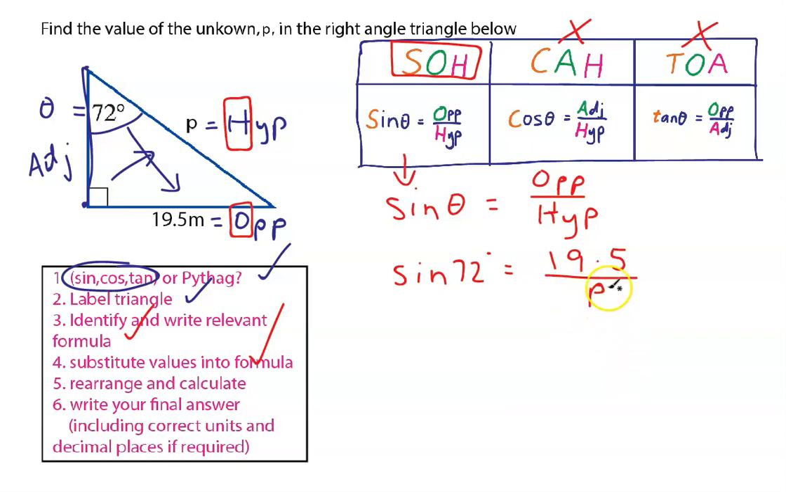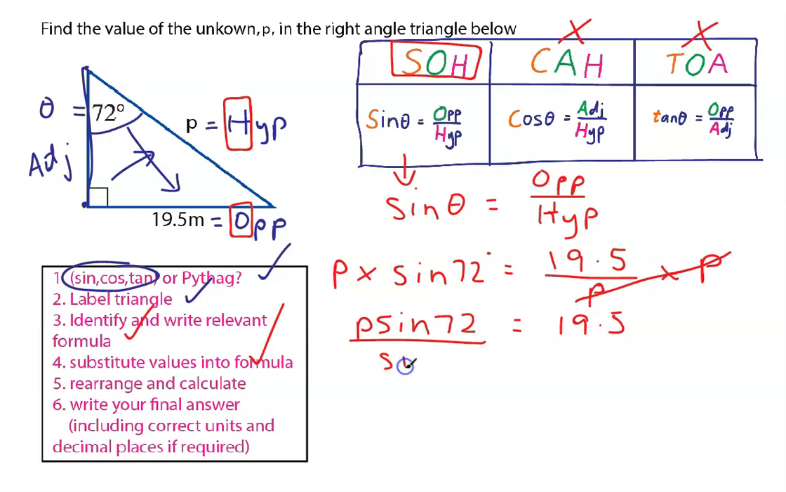Alright, we've got to get p by itself. Now when the unknown is on the bottom, there's two steps to get the p by itself. First of all, we're going to multiply both sides by p, and they're going to cancel out on this side, because if I take a number and I multiply it by something, and then I divide it by the same thing, I just get back to what I started with. So I've got p multiplied by sine 72. We're just going to leave out the multiplication sign there. Step 2 is to divide both sides by sine 72.